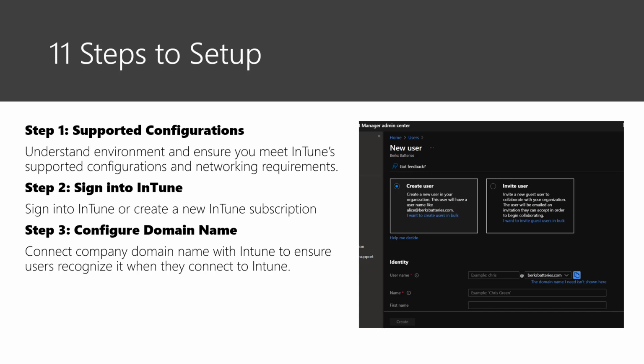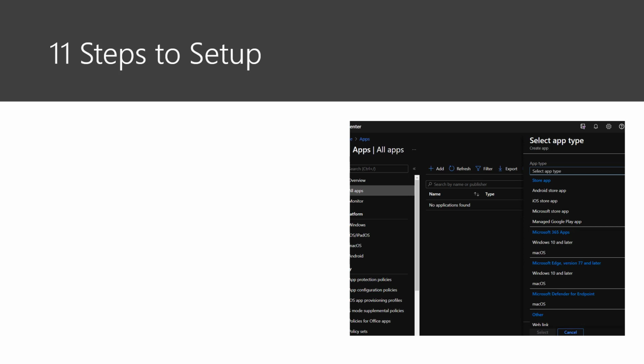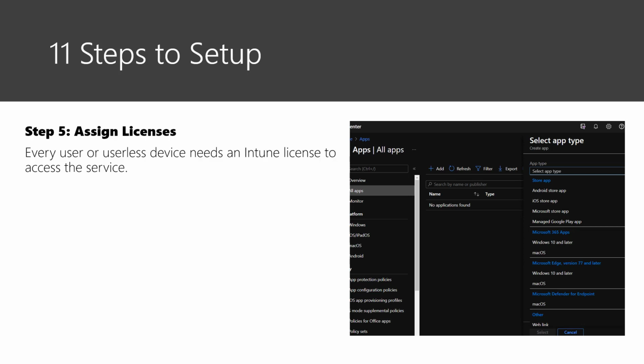The next step in the process is the addition of users and groups. Since groups are used to assign apps and settings and other resources, you can add your users and groups manually, or you can sync your on-prem AD with InTune. However, I should mention that if all your devices are userless, this step is not necessary. Once you've added or synced your users and groups to InTune, you can assign licenses so they have permission to use InTune. Every user or userless device will need an InTune license to access the service.